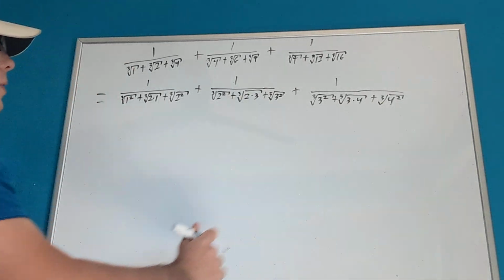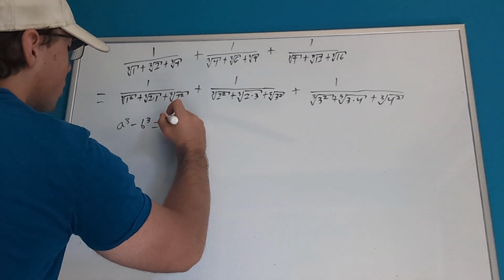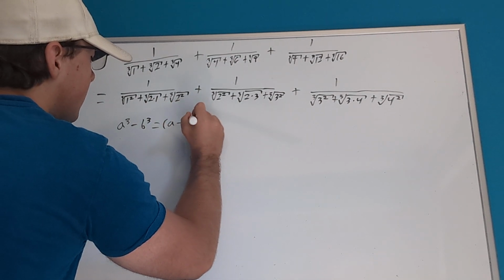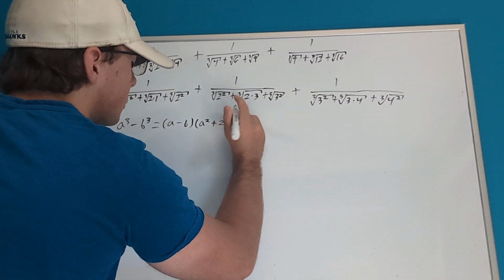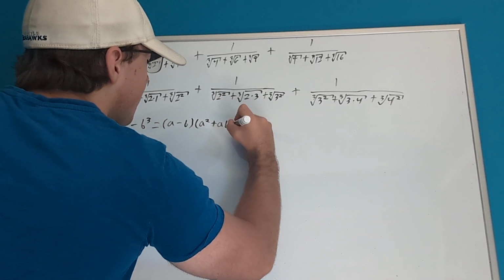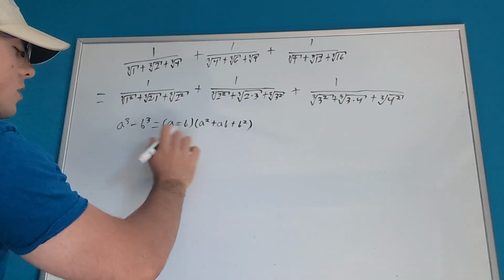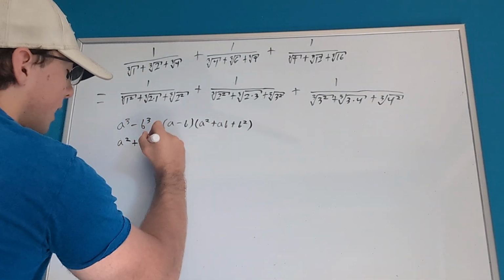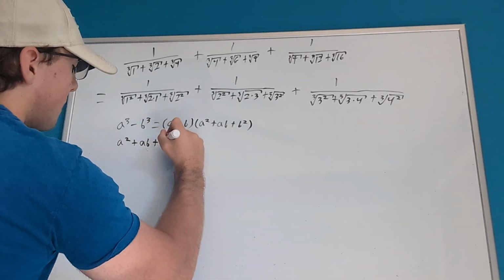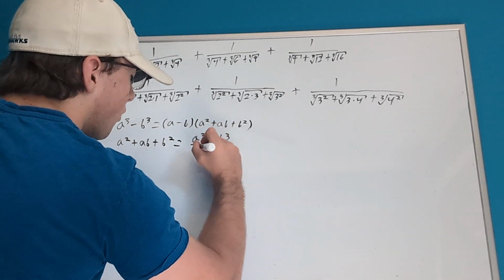Because what do we know? Well, we know a cubed minus b cubed is equal to a minus b times a squared plus ab plus b squared, right? We can take this, and what can we do with this? Let's rearrange it. Well, we'll rearrange this to a squared plus ab plus b squared is equal to a cubed minus b cubed over a minus b.